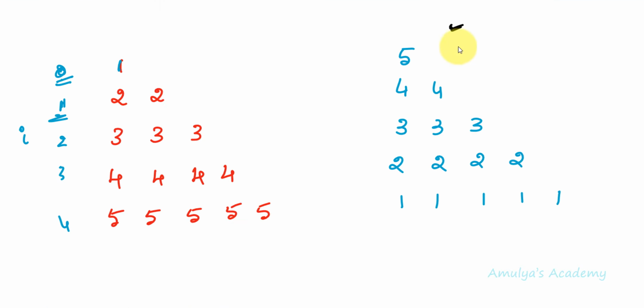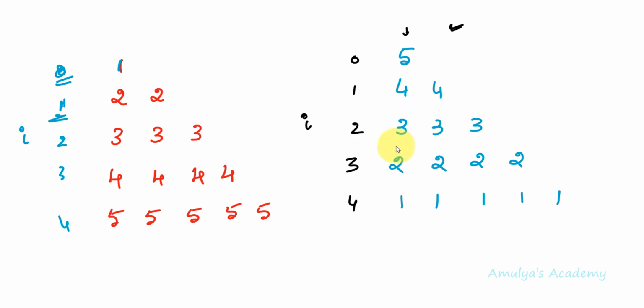So the next pattern is this. First here we want 5, next 4, 4, 3, 3, 3, 2, 2, 2, 2, 1, 1, 1, 1 like this. Here also we want to print the numbers in the right triangle shape. But here first we want to print 5, next 4, 3, 2, 1. So here I'll take I value. Here also you can see we want the same number in every column of a row. Here 5, here 4, 4, here 3, 3, 3, 2, 2, 2, 1, 1, 1.